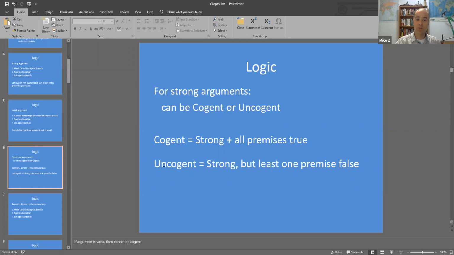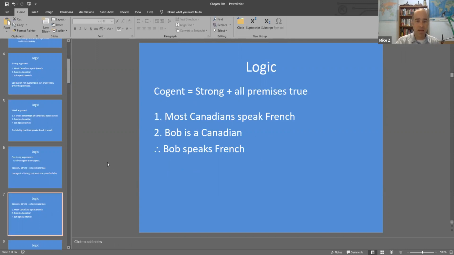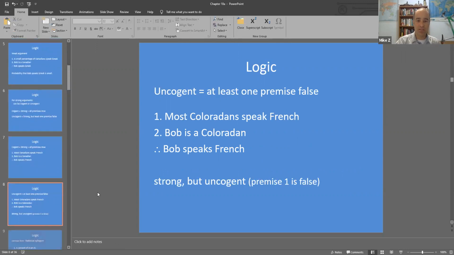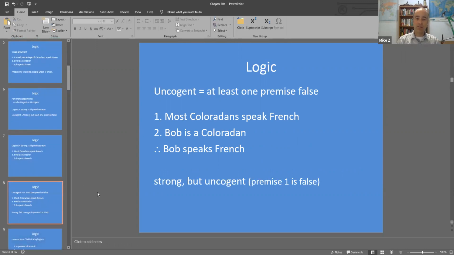However, an uncogent argument is one that starts out strong, but at least one premise is false. So here would be an example of that, right? So this is one where it's true. I already showed you this one, right? Bob is a Canadian, so Bob speaks French. But then let's look at this one. So most Coloradans speak French. Bob is a Coloradan, so Bob speaks French.